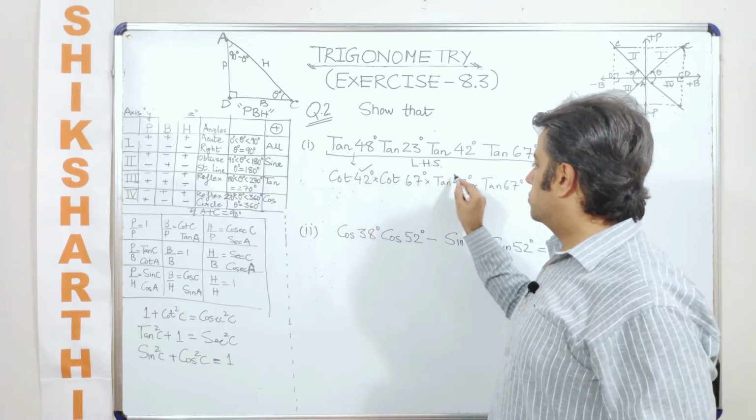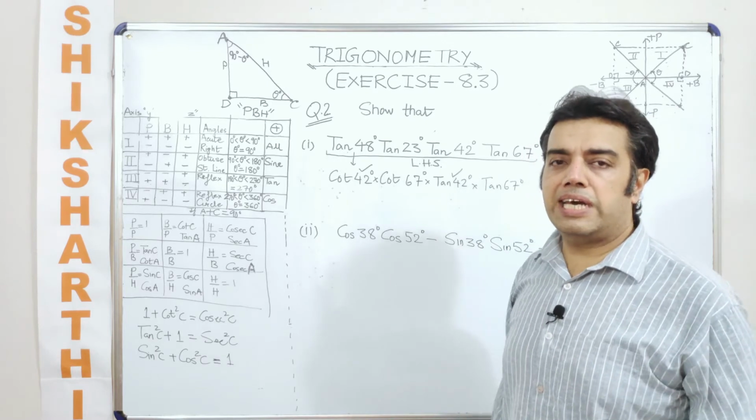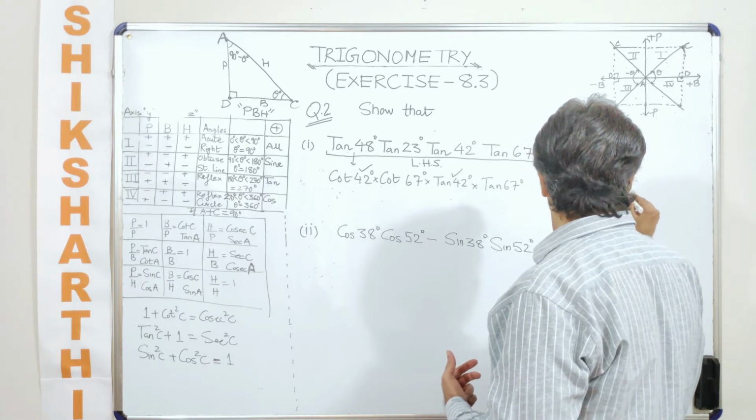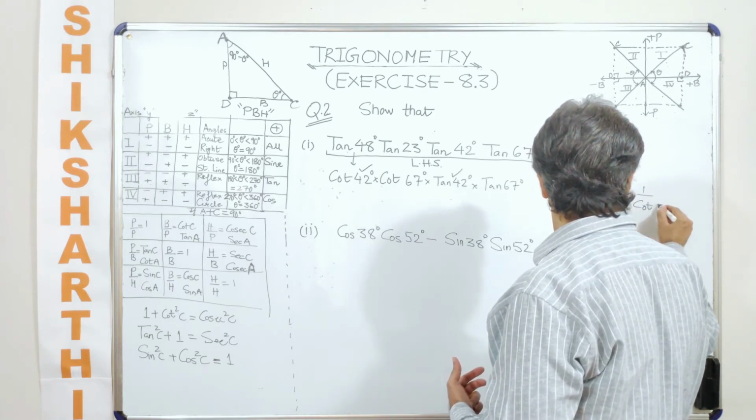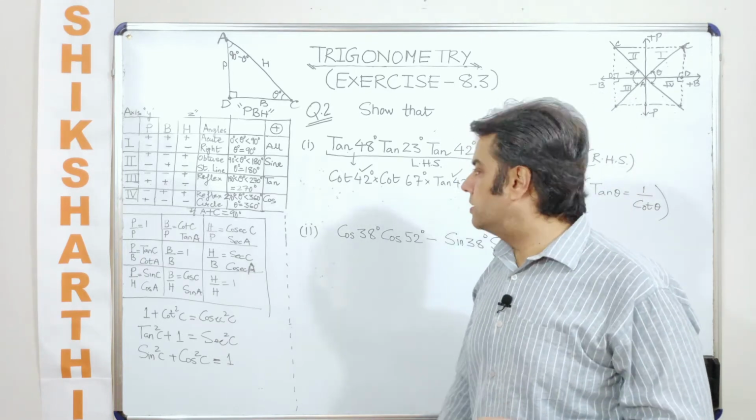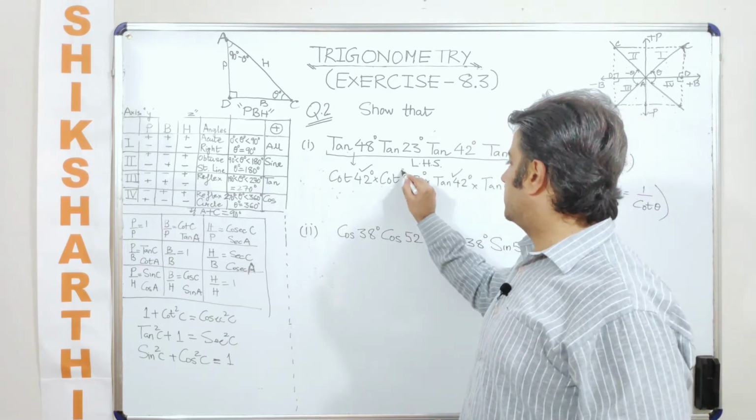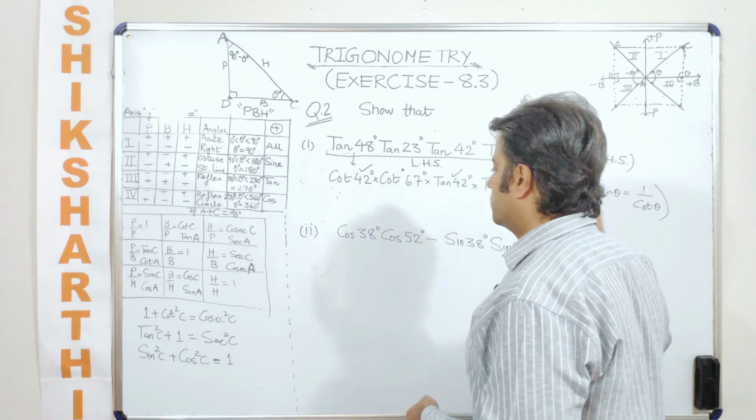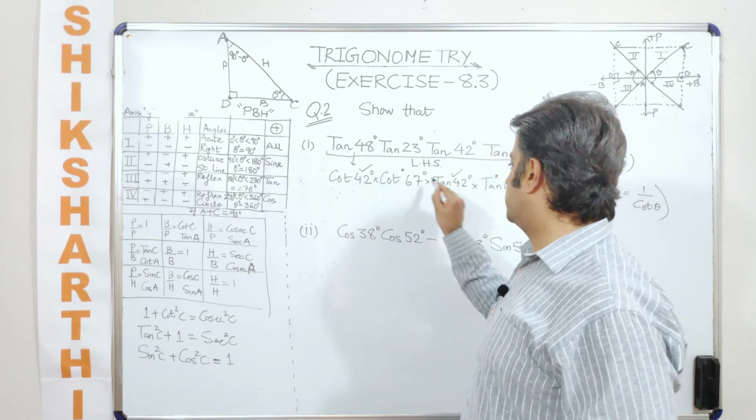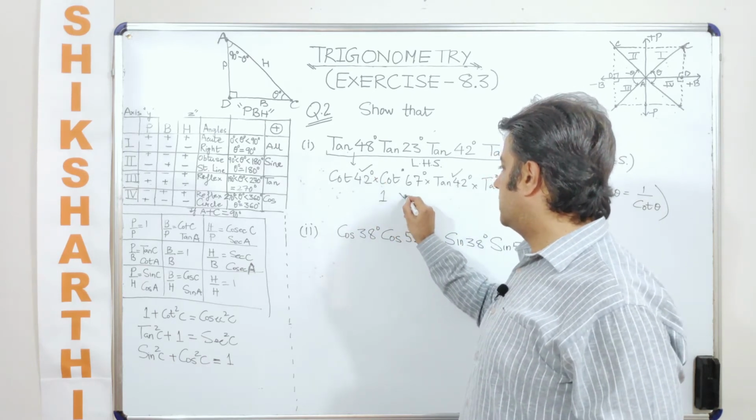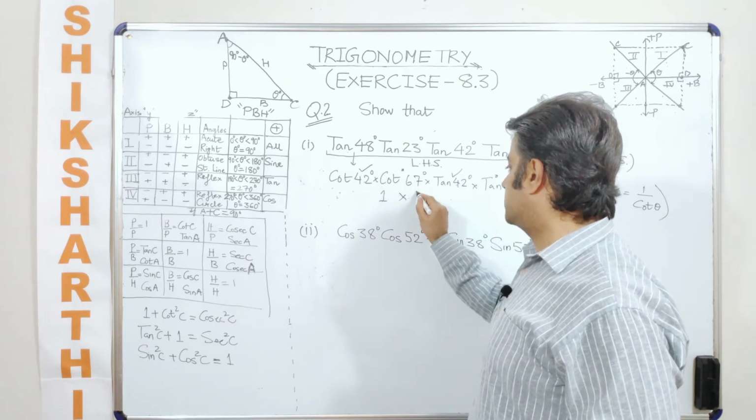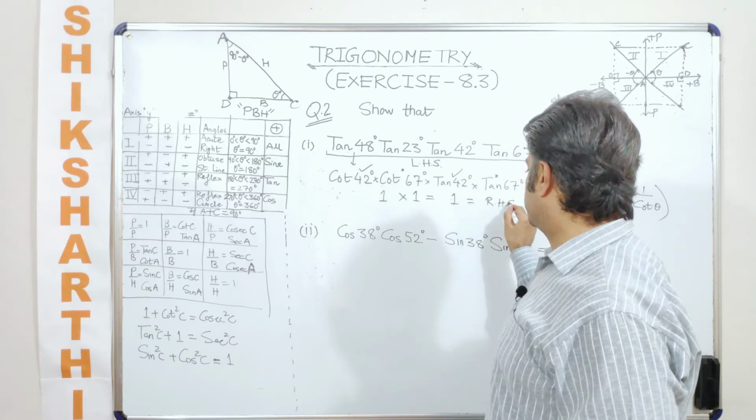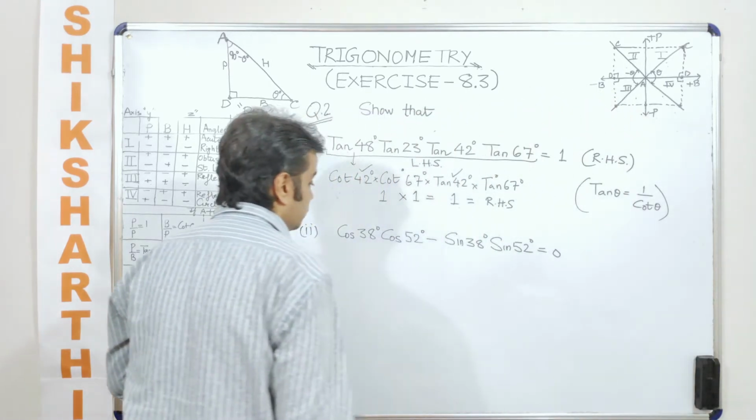Now if I take these two, these are reciprocals of each other. We know that tan theta is equal to 1 upon cot theta. Right? So if I multiply these two, can I say tan theta into cot theta is equal to 1? Which is just like saying cot 42 degrees into tan 42 degrees is equal to 1, multiplied by cot 67 degrees into tan 67 degrees is equal to 1, which is equal to my RHS value. So hence proved.